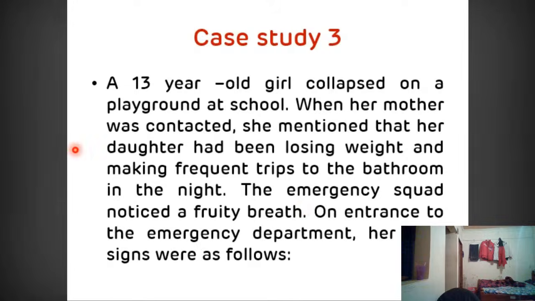So case number 3. A 13-year-old girl collapsed on the playground at school. When her mother was contacted, she mentioned that her daughter had been losing weight and making frequent trips to the bathroom in the night. The emergency squad noticed a fruity breath. On entrance to the emergency department, her vital signs were as follows. So this is the case description.